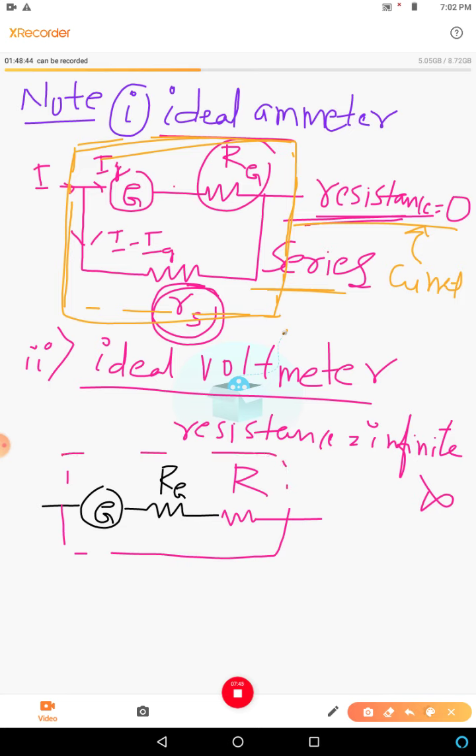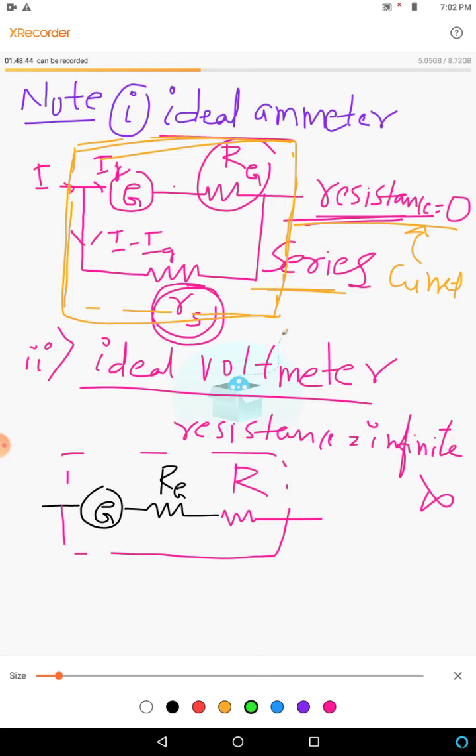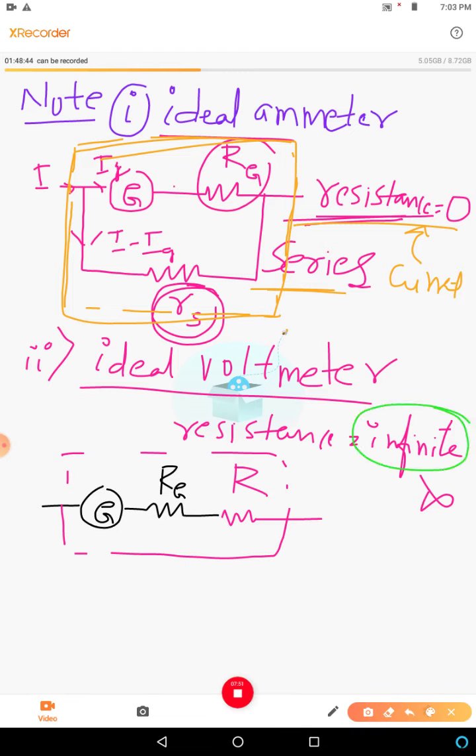So for this voltmeter to be ideal, its resistance should be infinite. You should remember. But infinite resistance is not possible, therefore no voltmeter is ideal. But to be ideal, its resistance should be very, very, very high. How much? It should be infinite.